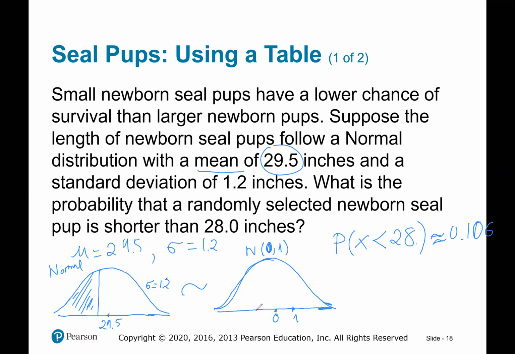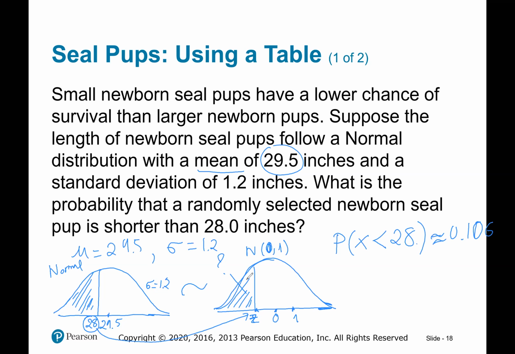Okay. And what we need to know is the area for 28 here, right? So from this 28, how do we convert it to this z value? After that, I will find this area by the z table, or the standard normal table, to find this area. Okay.